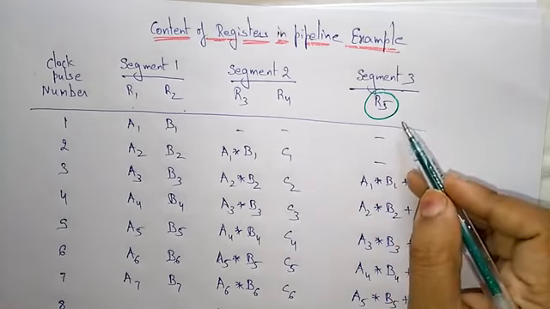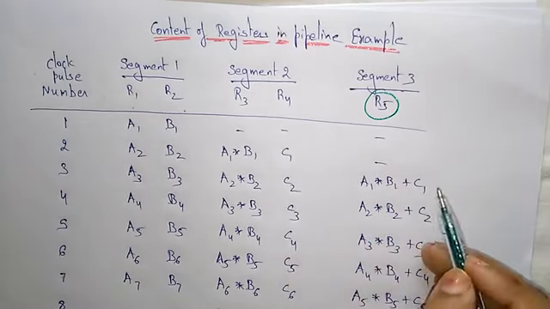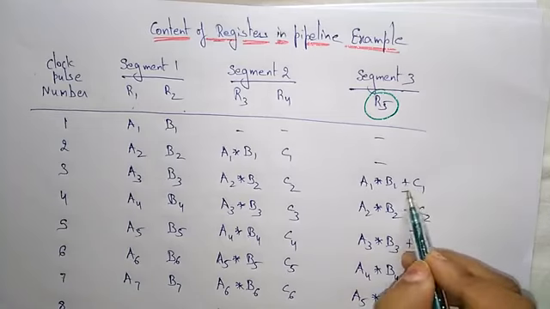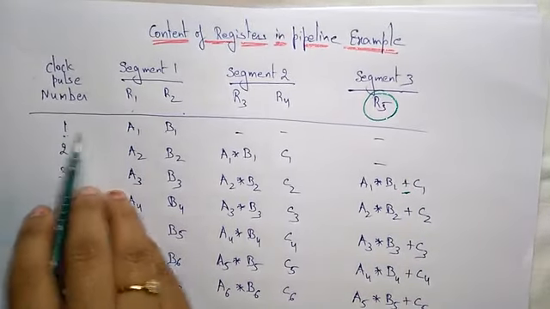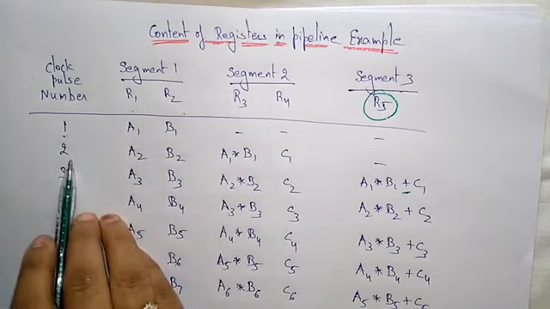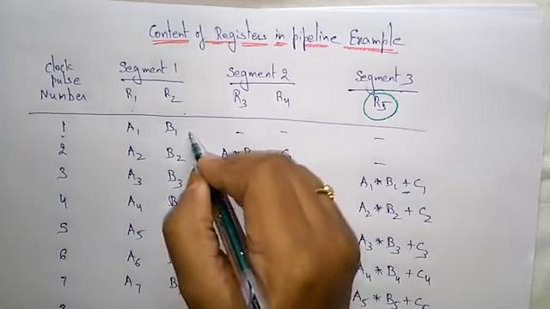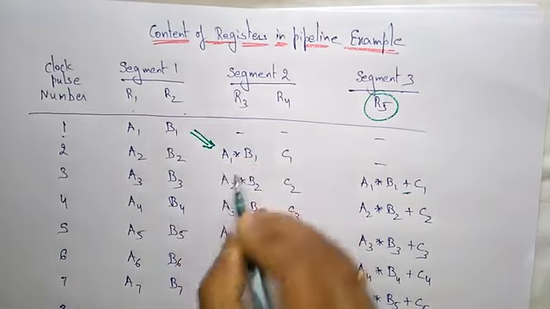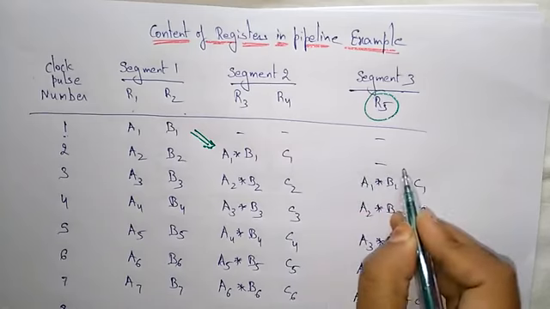So this is segment 3. It is doing the addition. Okay. So first clock pulse. During the first clock pulse, the segment has A1 and B1. During the second clock pulse, it is A2 and B2, and in segment 2 it is performing A1 * B1, and this is the C1. So segment 3 is doing nothing yet.